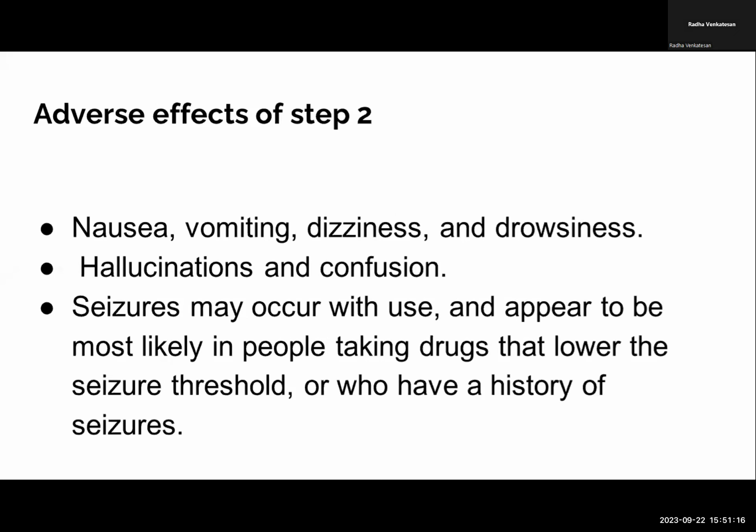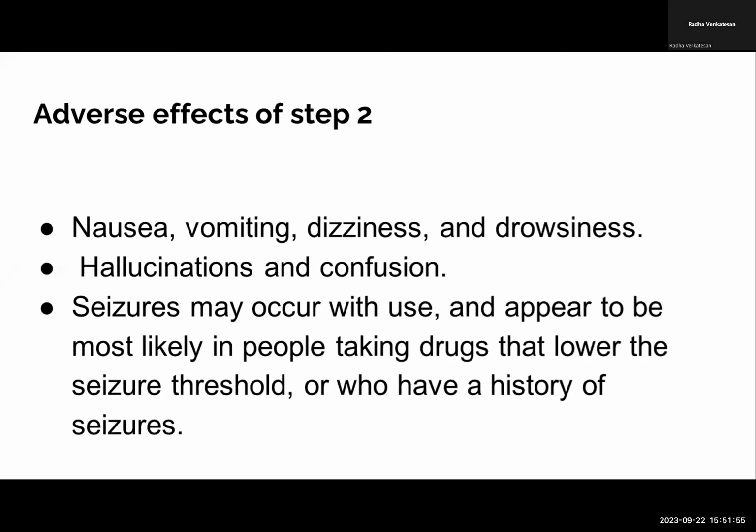Adverse effects. Main adverse effects for both, that is for step 2 drugs. For step 1 drugs, we have seen paracetamol and NSAIDs, and we have dealt in detail with the complications. Now, step 2 drugs, normally the most common complications are nausea, vomiting, dizziness and drowsiness, hallucinations and confusion. And the third one is one of the important things. Seizures may occur with use and appear to be most likely in people taking drugs that lower the seizure threshold or who have a history of seizure.